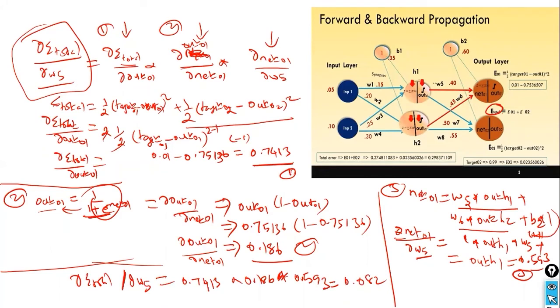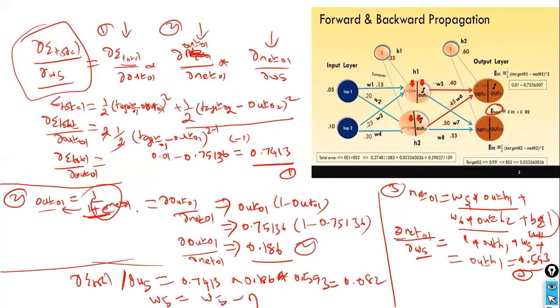Then what is the next step? Next step is we need to update the weights. In this case, the weight is W5. W5 is equivalent to W5 minus eta into dou E total by dou W5. You remember this is the cost. What is the cost function in our case? For this thing, dou E total by dou W5.